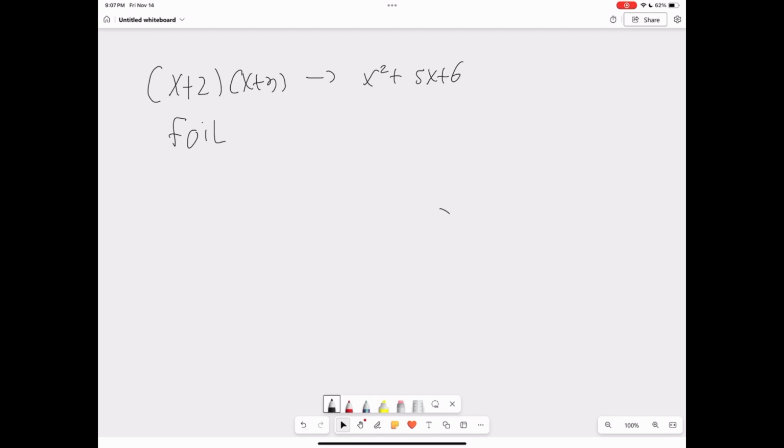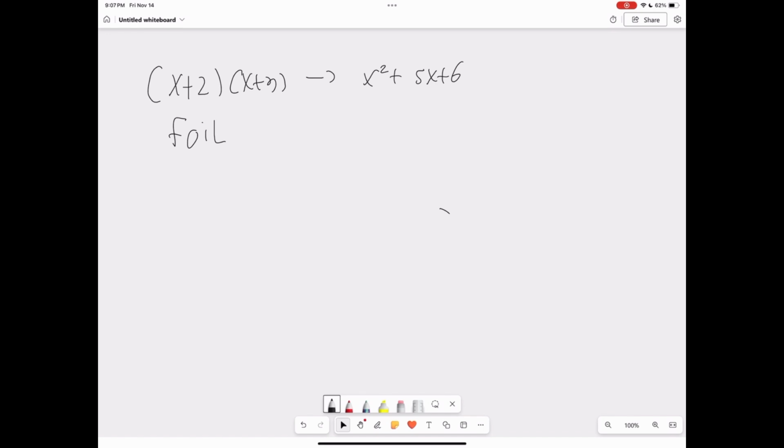Now, how can we go in the other way? If this was expanding, how can you condense? And that's factoring. In FOIL, you multiply. In factoring, you divide. Not many people know that, but they're actually inverses of each other. So let's think about it.